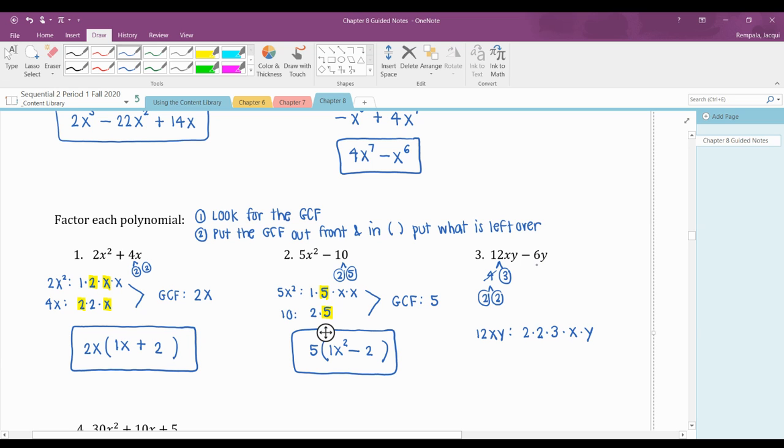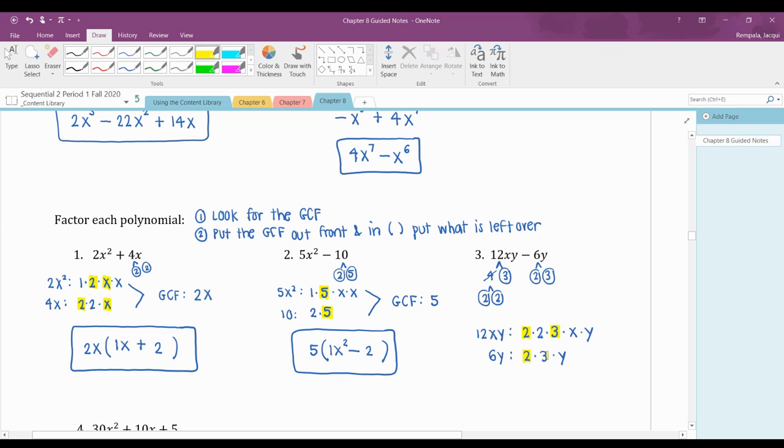If I look at the 6, I can break that up into 2 times 3. So 6y is 2 times 3 times y. So let's start looking for what those two rows have in common. I see a 2 on the top and a 2 on the bottom. Even though there's another 2 on the top, I don't have another 2 on the bottom, so I can't highlight that second 2 on the top.